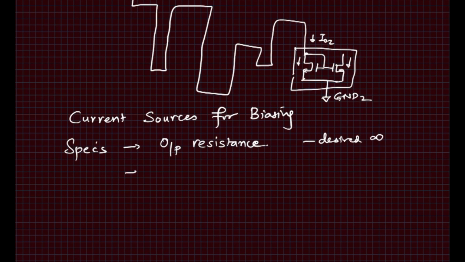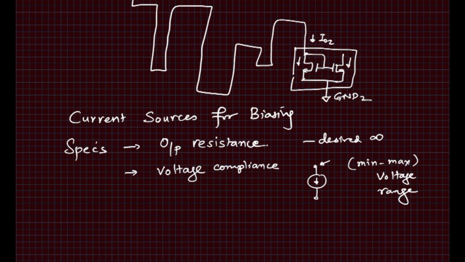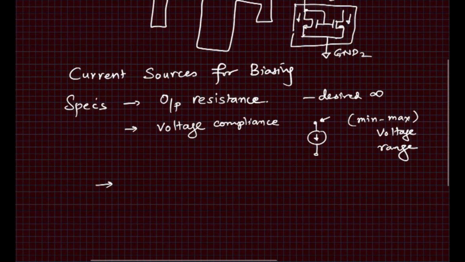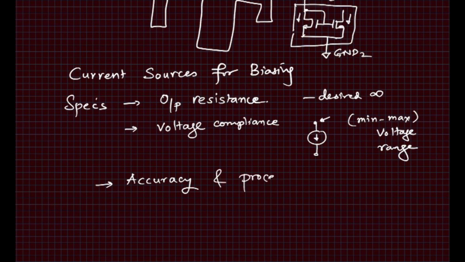And then how about voltage compliance? What this means is if we show this as a current source, then no matter what the voltage at the terminal of the current source is, the current source value should not change. So how flexible you can be in terms of what the voltage value is there. This gives you a min to max voltage range, which will give you the current value up to certain accuracy.